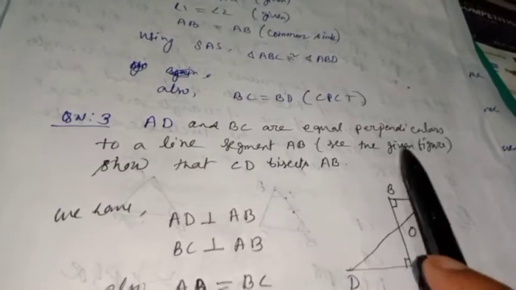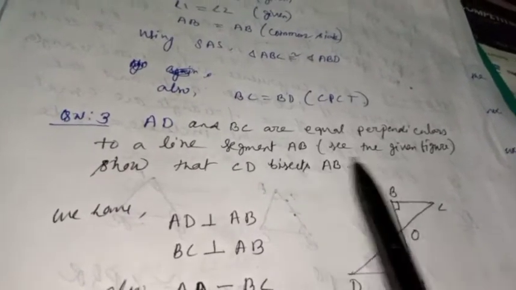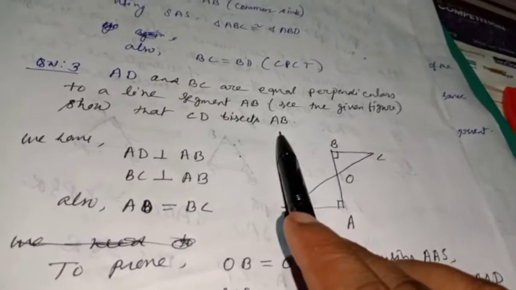Now question number 3. AD and BC are equal perpendiculars to a line segment AB. See the given figure. Show that CD bisects AB. See, AD and BC are perpendicular to AB. Means we have AD perpendicular to AB and BC perpendicular to AB. Also, it is given that AD and BC are equal perpendiculars. That means AD is equal to BC. To prove, we need to prove CD bisects AB.